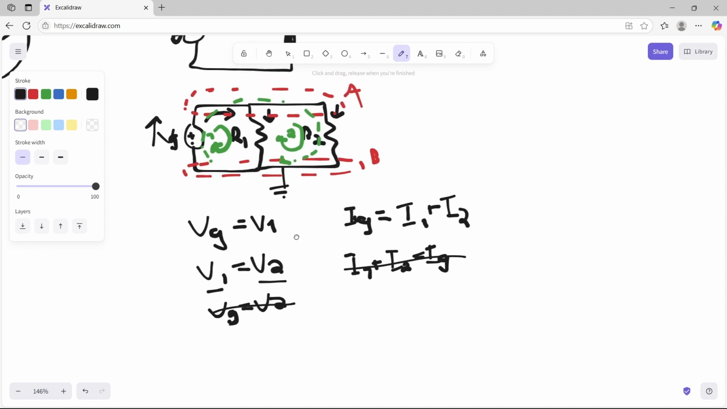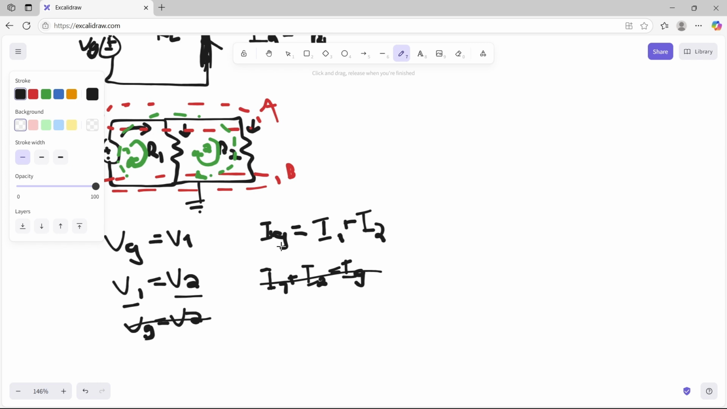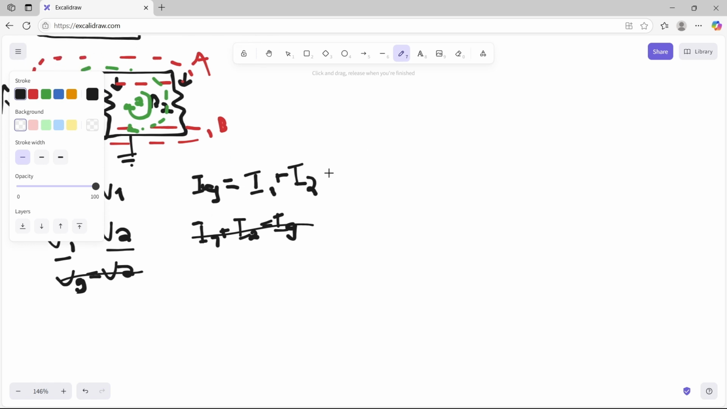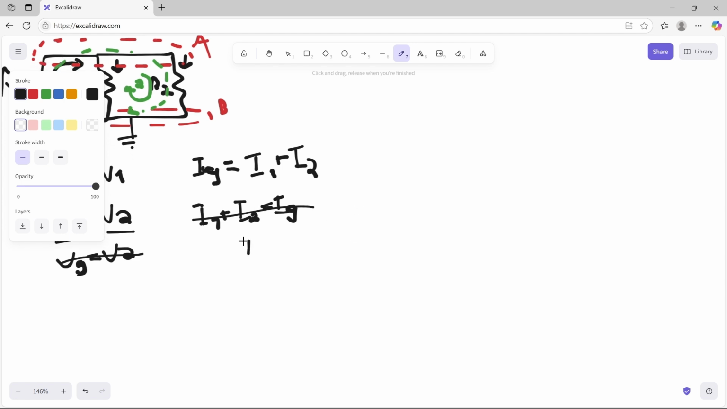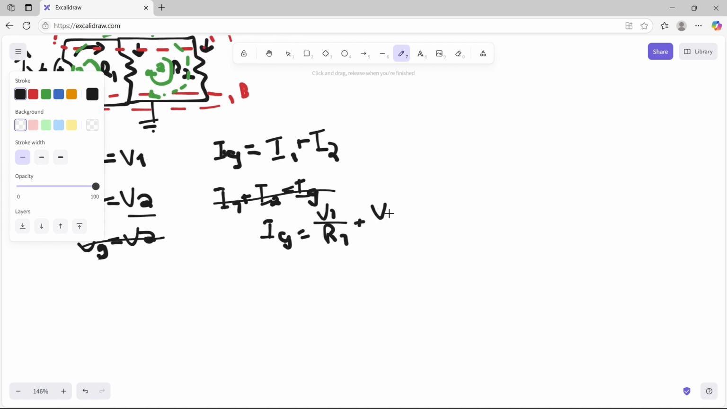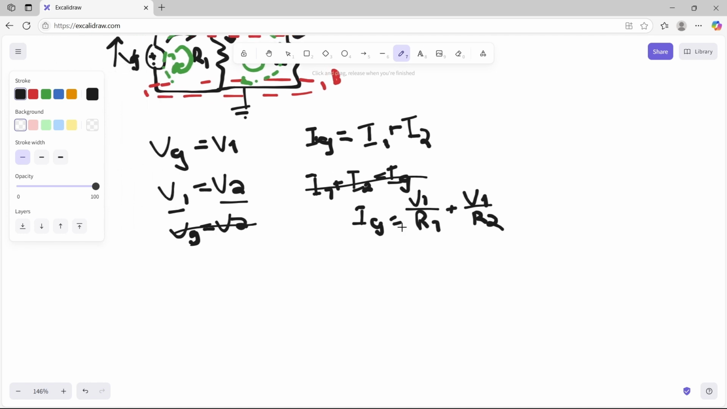We don't care. So if we take this a little step further and we say, okay, IG equals I1 plus I2, so we know that I1 is just going to be V1 over R1, and that's the same thing for I2. So we've got IG now equals V1 over R1. And an important thing, V1 equals V2, so we can just draw them the same. So V1 over R2 this time. And the more astute of you may have already guessed where this might be going.